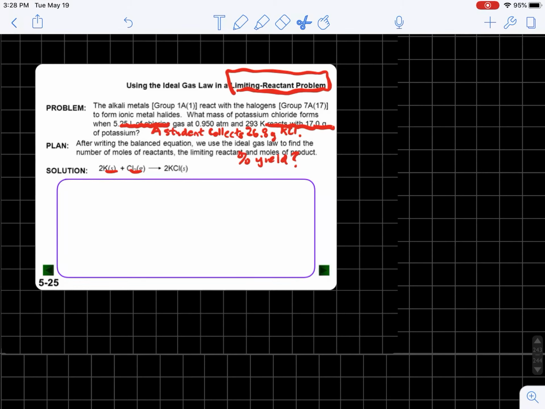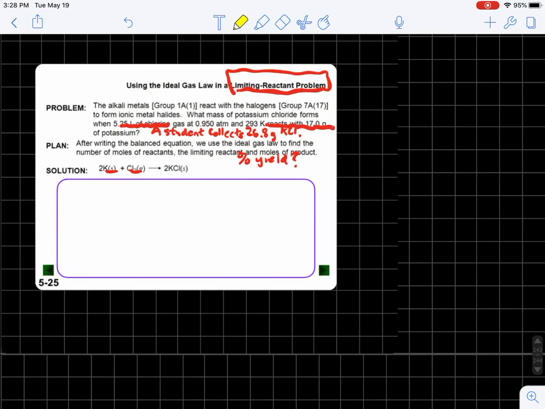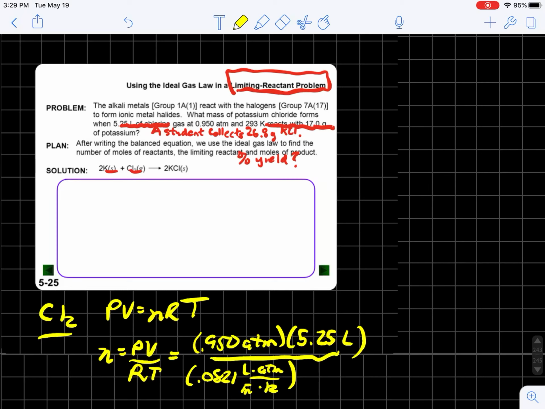Okay, so limiting reagents. Let's stoich both of these reagents. We don't know how many moles of chlorine we are dealing with, so let's start with that. They give us a pressure and a temperature, but it's not STP, so we're going to have to use PV equals nRT. Let's solve for moles. And now I can substitute in my pressure was given. My volume was given. I can use the gas law constant for atmospheres, 0.0821 liter atmospheres per mole Kelvin. And then again, they were nice enough to give us a Kelvin temperature.